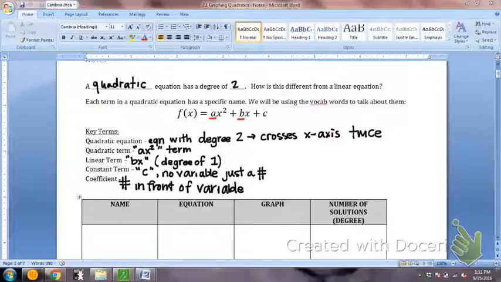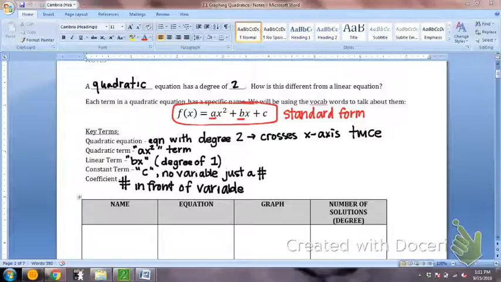This equation, f of x equals ax squared plus bx plus c, this is standard form of a quadratic. You know how when you were doing y equals mx plus b, you did everything in y equals mx plus b, right? We're going to do everything in f of x equals ax squared plus bx plus c. Okay, that's what we're going to use the most. Okay, questions about that so far?